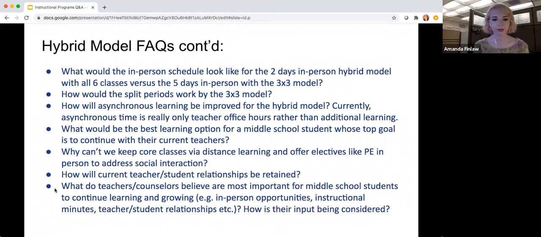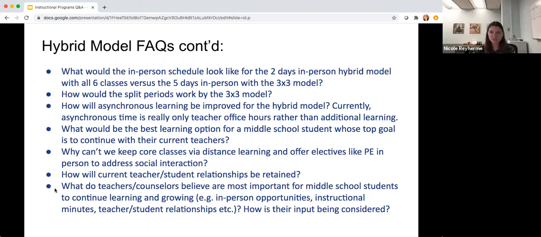And what do teachers and counselors believe are most important for middle school students to continue learning and growing, such as in-person opportunities, instructional minutes, teacher-student relationships? How is their input being considered? I think this question has so many parts to it, and I would hesitate to try to speak for all of our teachers and our counselors.